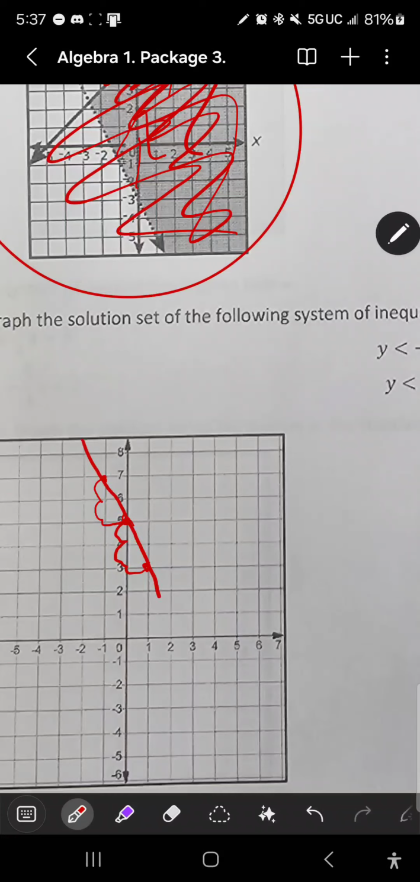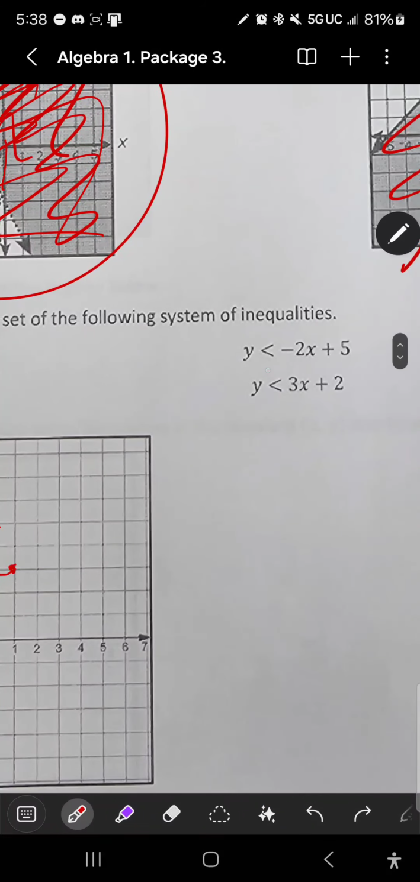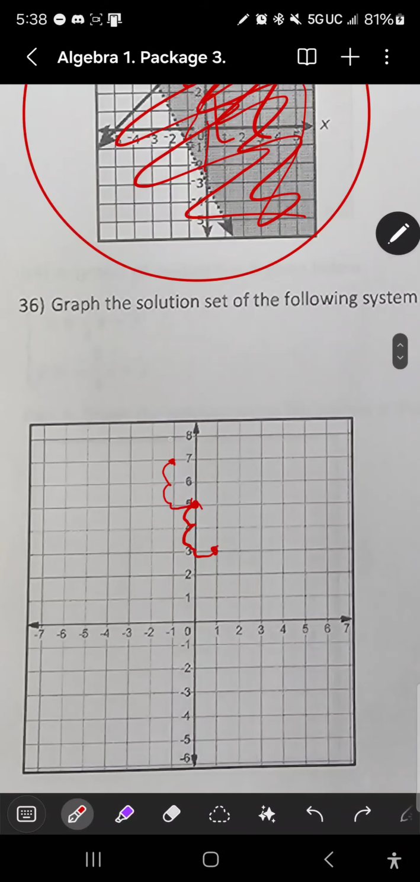We say this is, oh wait, first of all, it is less than, so it doesn't have an equal sign, so it's not a continuous line. We need to use the dotted line. So I would say this is our line.